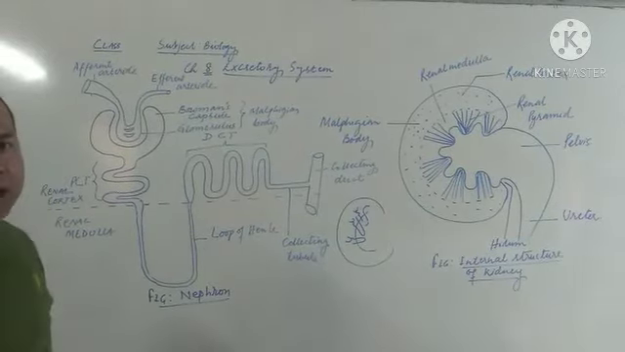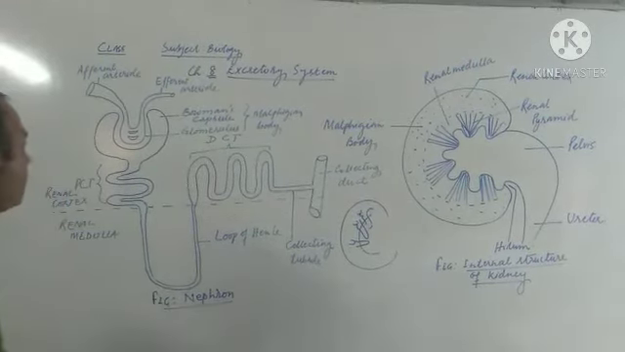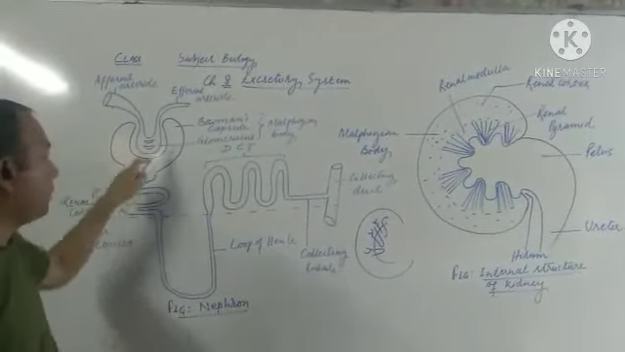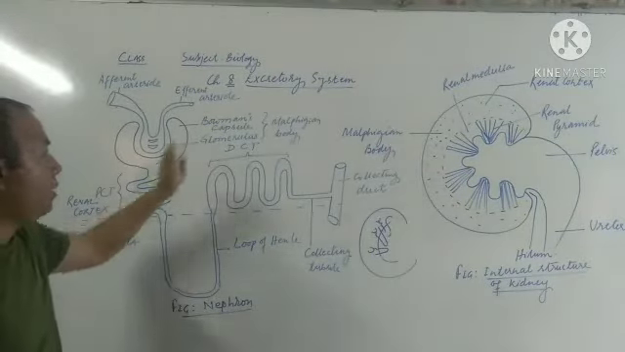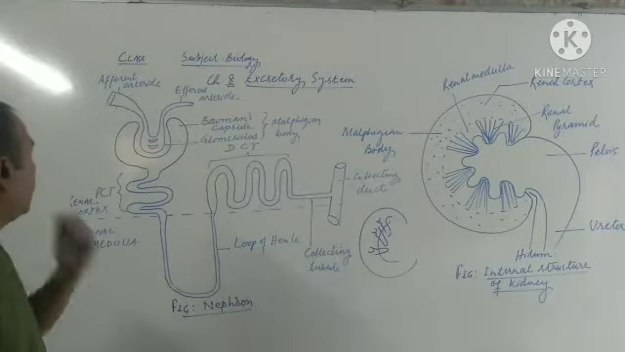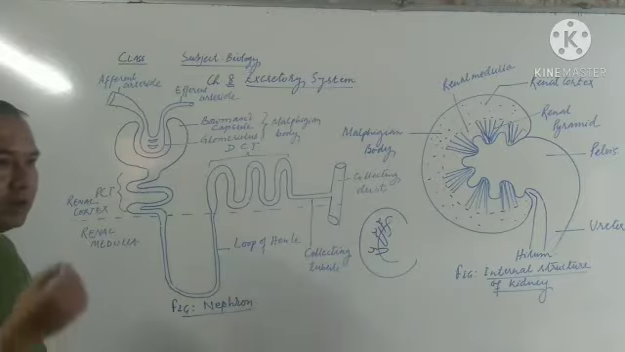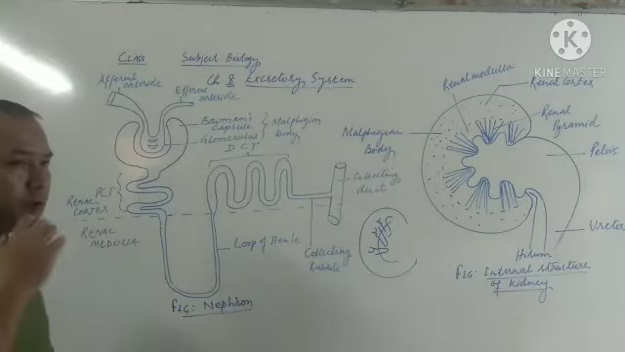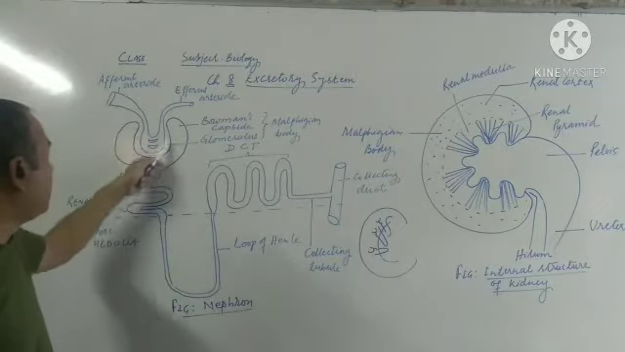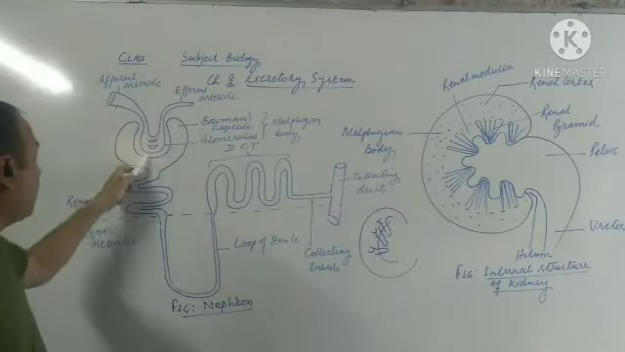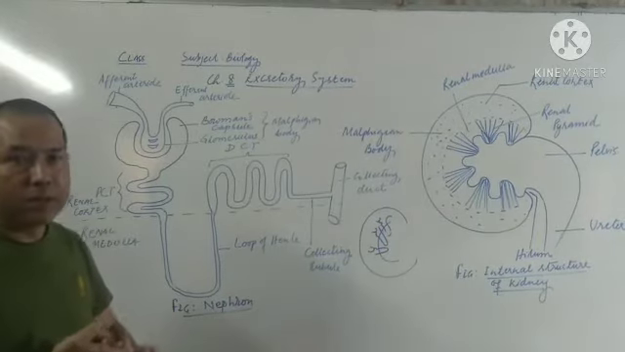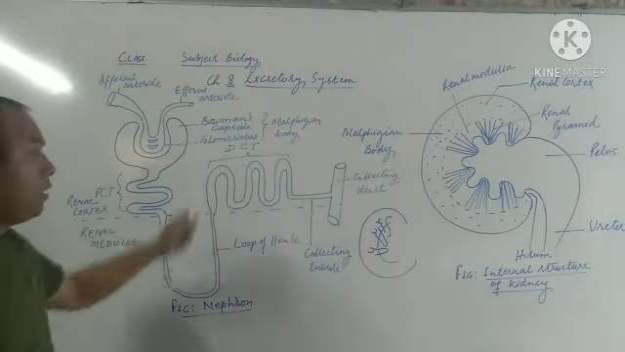Now let us try to understand the different parts of the nephron. The nephron consists of a cup-shaped part. The head part of the nephron is usually cup-shaped. This cup-shaped part of the nephron is called Bowman's capsule. You need to remember here that the renal artery which enters into the kidney keeps on branching and finally forms the afferent arteriole. This afferent arteriole enters into the concavity of the Bowman's capsule, where it forms a knot-like mass of capillaries. This knot-like mass of capillaries is what we call glomerulus.